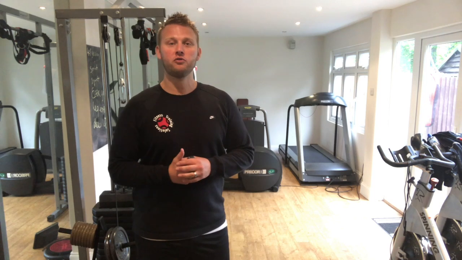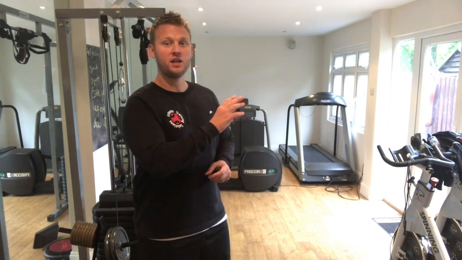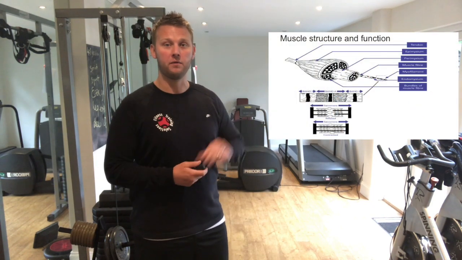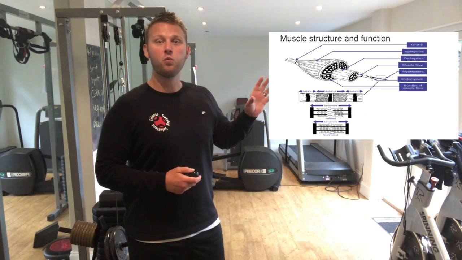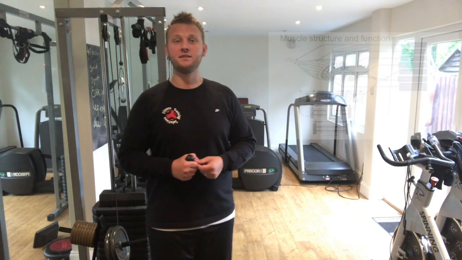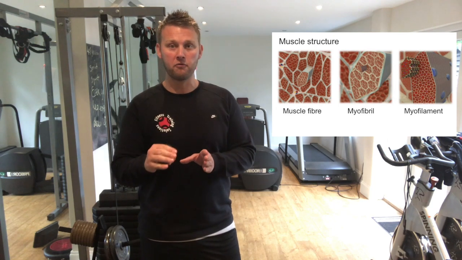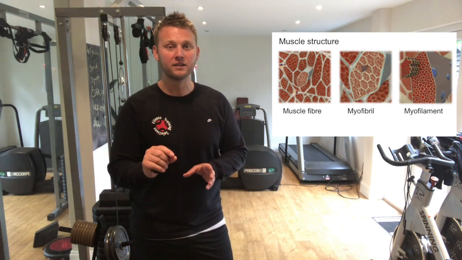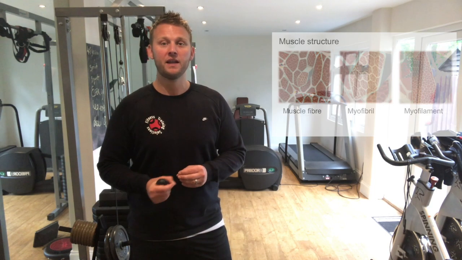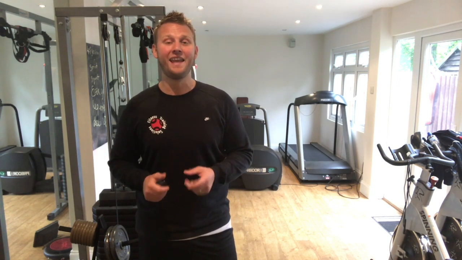With muscle function and structure we're looking at the sliding filament theory. Here you can see the structure and function of the muscle fibre. When we look at the structure of a muscle fibre, we break it down to the muscle fibre itself, which then breaks down further into the myofibril, which is the contractile part of the muscle contraction, and then you've got the myofilament. The myofilaments are small protein filaments known as myosin and actin.